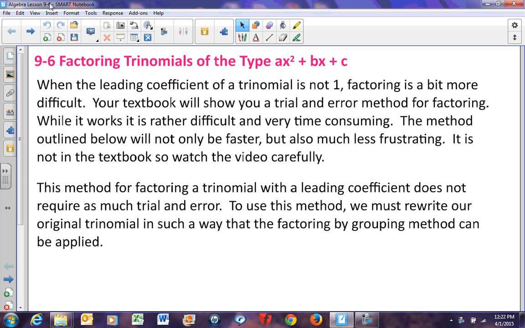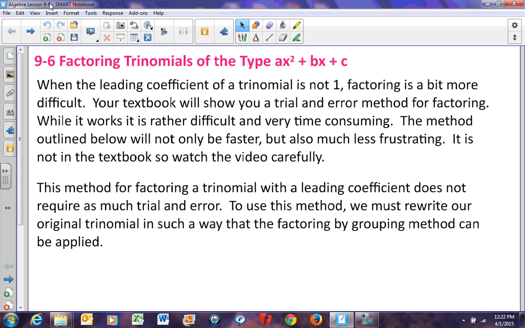The textbook shows a trial and error method for factoring, which I really don't like very well. It's difficult, time-consuming, and very frustrating for students first learning how to do this. The method I will outline here in this lesson is not only faster, but much less frustrating. It is not in the textbook, so you may need to watch the video several times. It's considered an alternate method, so if you Google it, you may not find this method taught very often, but it is a very effective method.